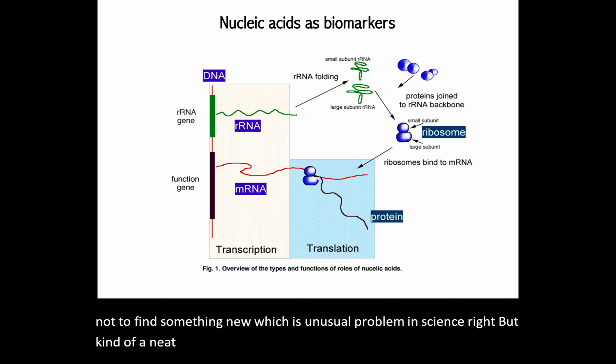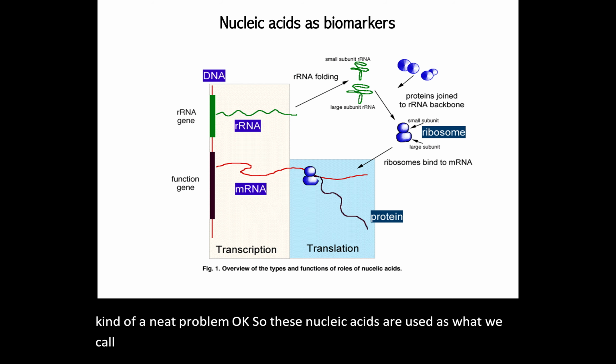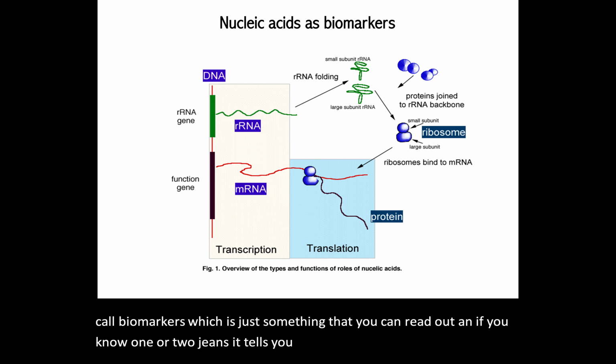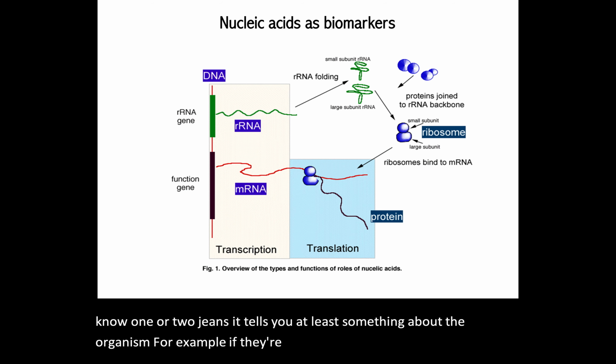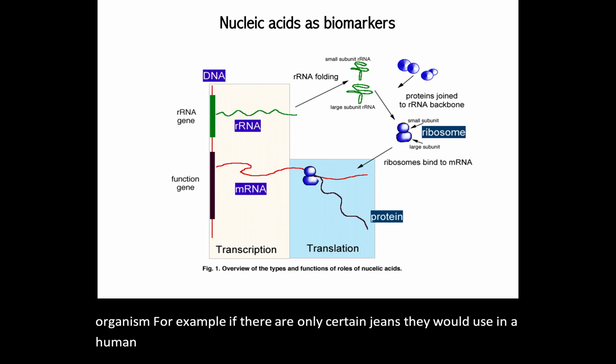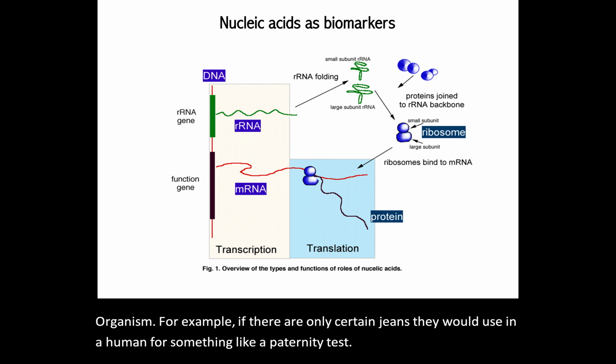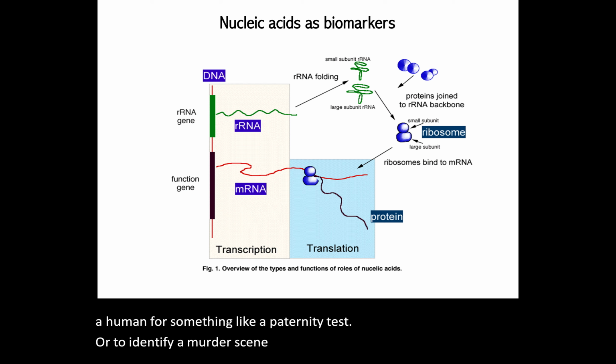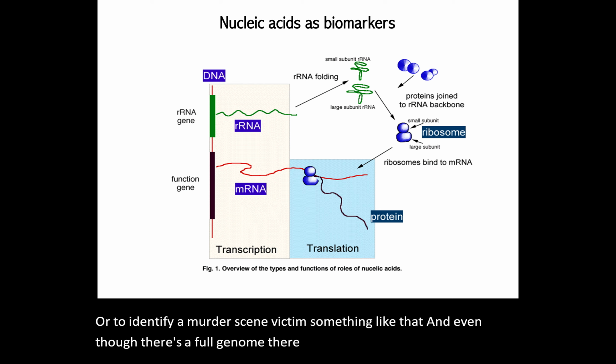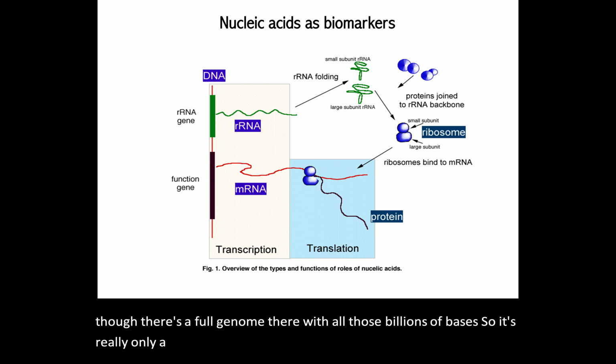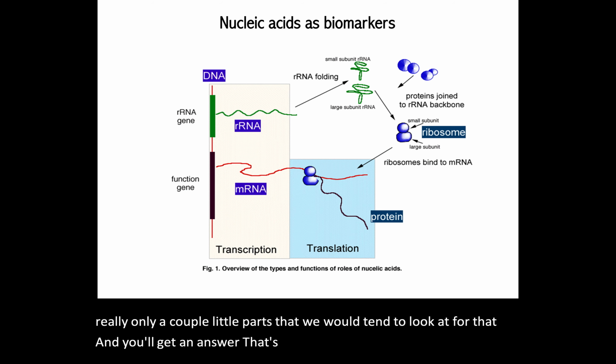Okay, so these nucleic acids are used as what we call biomarkers, which is just something that you can read out, and if you know one or two genes, it tells you at least something about the organism. For example, there are only certain genes they would use in a human for something like a paternity test, or to identify a murder scene victim. Even though there's a full genome there with all those billions of bases, it's really only a couple little parts that we would tend to look at for that. And you'll get an answer that's good enough, that's close enough. That's the idea.